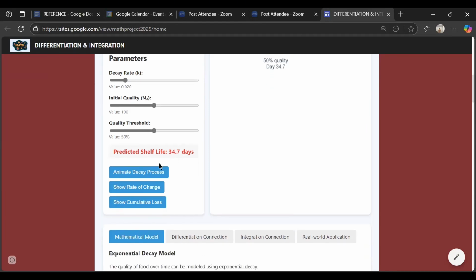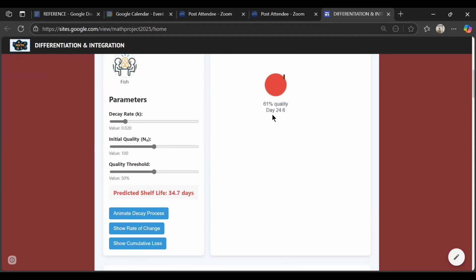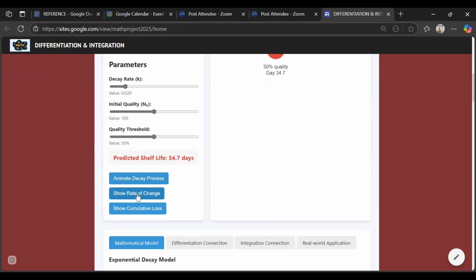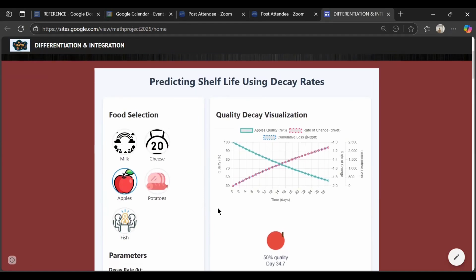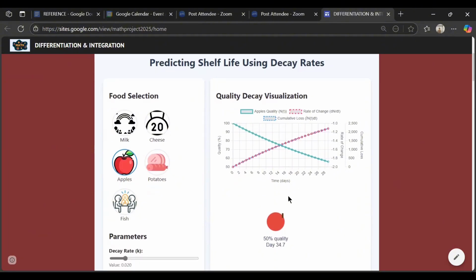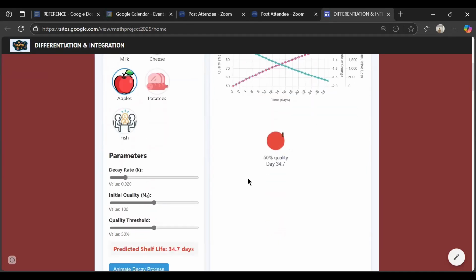So you can also click buttons over here. If I click animated decay process, you can see the quality and the day over here. And if I click show rate of change and cumulative loss, you can see more details on the graph here. This graph shows us how the food's quality goes down over time.